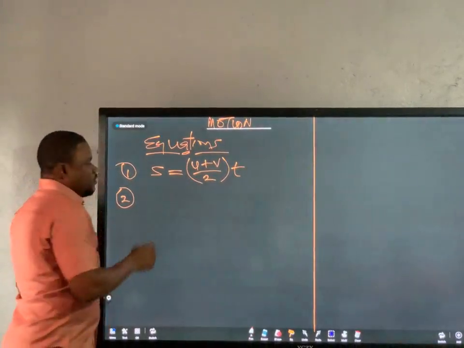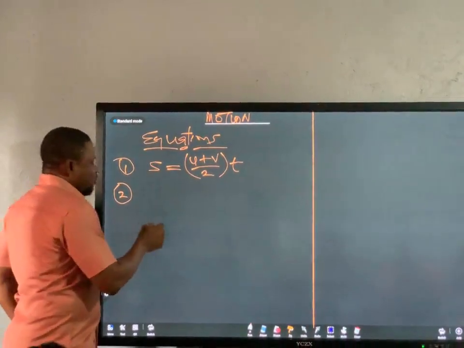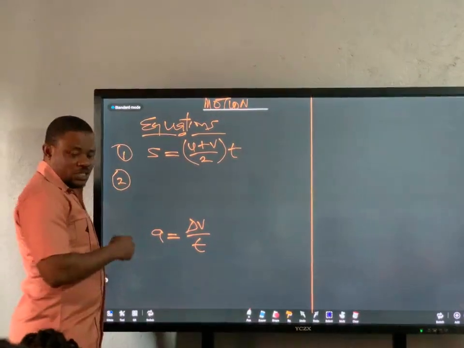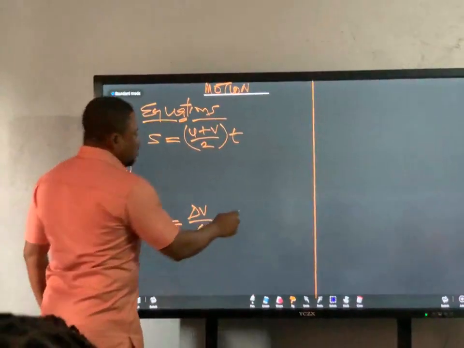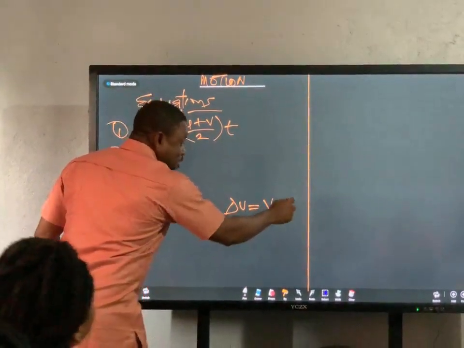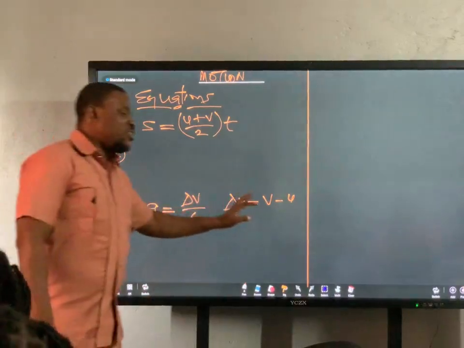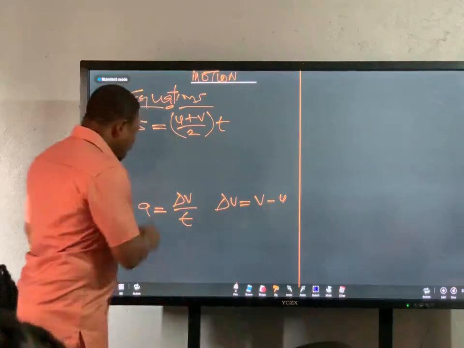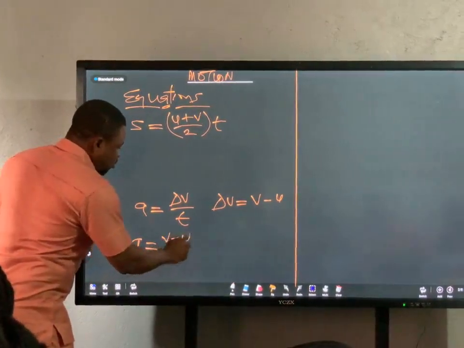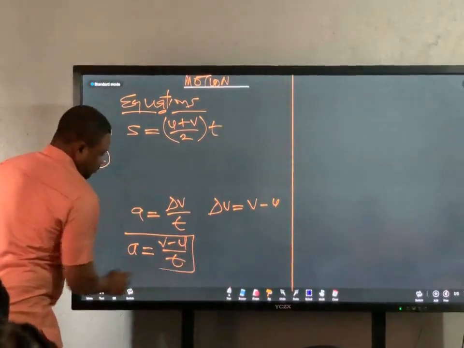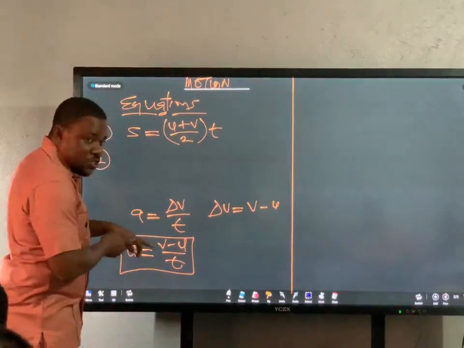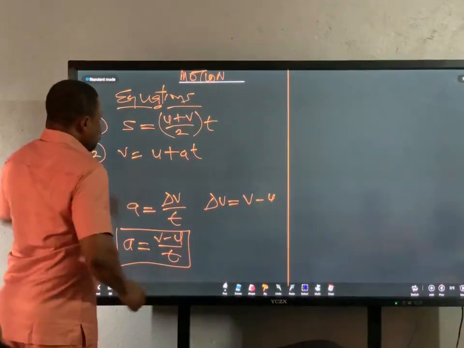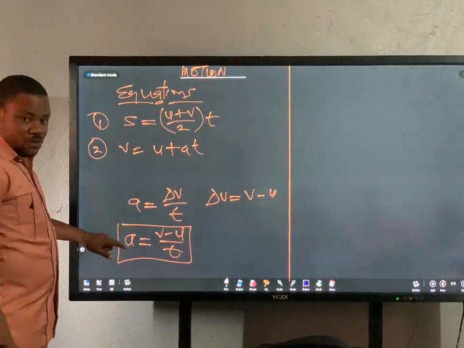Then we talk about acceleration. What's the definition of acceleration? Acceleration is equal to change in velocity over time. What is change in velocity? Change in velocity is final velocity minus initial velocity. Final velocity is v, initial velocity is u. So I can rewrite this as (v minus u) over t. Are you with me? Now if I make v the subject here, I will have v is equal to u plus at. So this second equation and the first one are the same thing. Do you know what I'm saying?